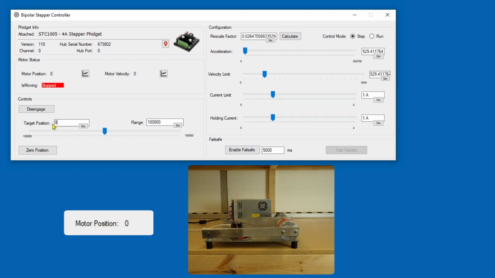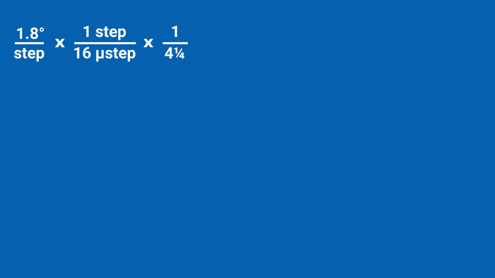Here's how the rescale calculation is done behind the scenes. Start with the desired unit, degrees. The step angle of the motor is 1.8 degrees, and there are 16 microsteps sent by the controller to form one step. Then, divide by the gear ratio of the motor's gearbox. Intermediate units cancel out, leaving us with degrees per microstep.